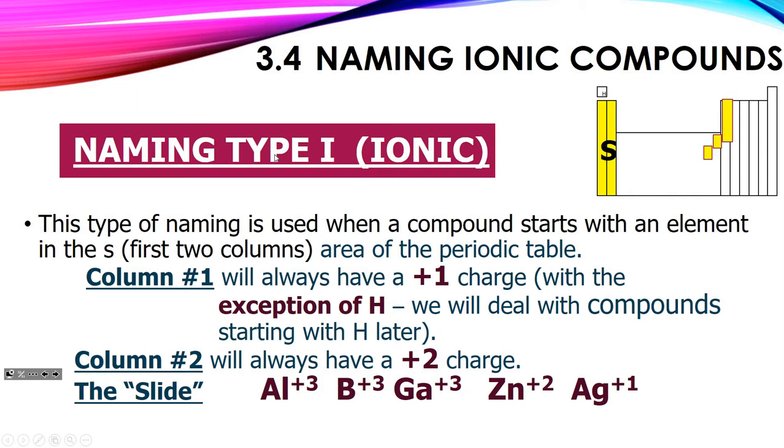Okay, it is the S block, not including hydrogen. So the first column, lithium's column, is +1, always. It does not have another charge. The second column, beryllium, is +2, always. It does not have another charge.